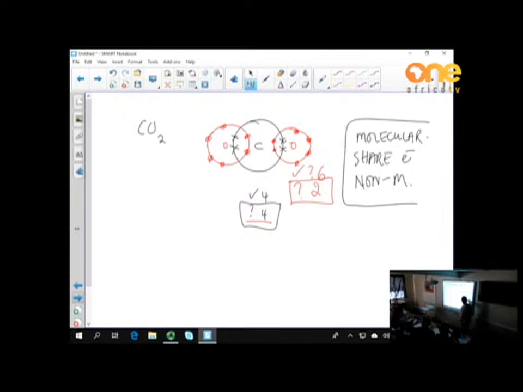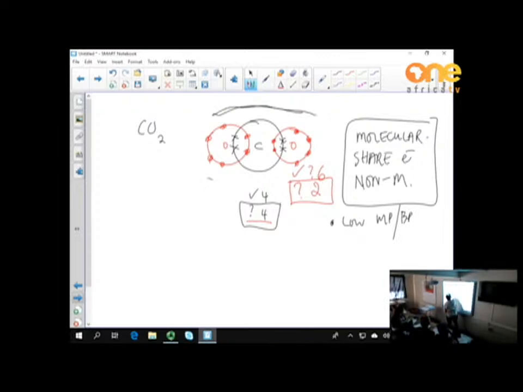So, molecular substances share electrons between non-metals. Now, what are the properties of molecular substances? Low melting and boiling point. Why? What forces do we have between molecules? Weak van der Waals forces. So low melting and boiling point because they have weak forces holding the particles together. If the forces are weak, they will be soft solids, but usually they are liquids or gases.